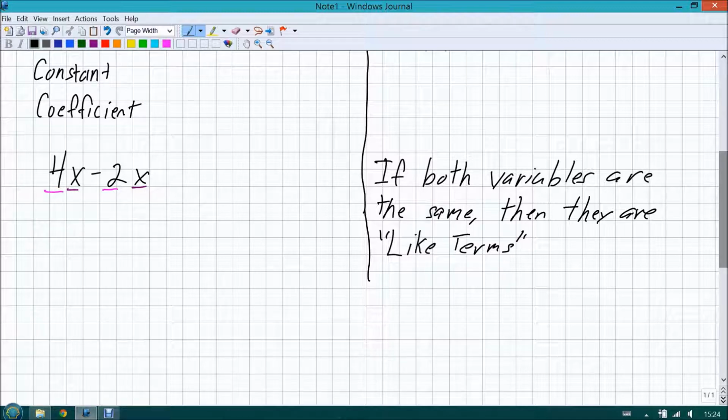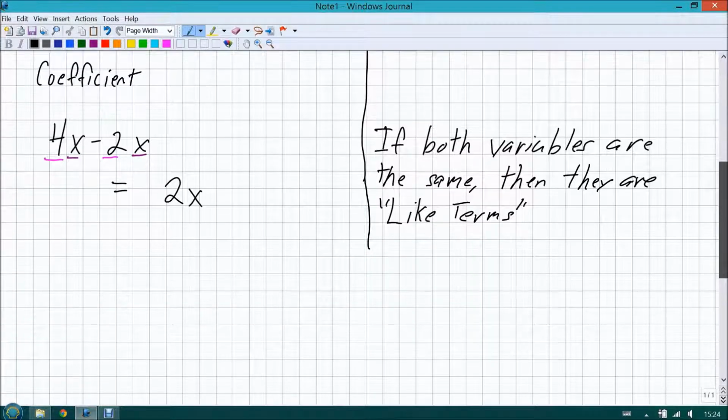So in essence, we kind of ignore that the x's are there, and we just look at the coefficients and say, okay, what is 4 minus 2? Well, 4 minus 2 is, of course, 2. And then the variable, the x, hangs around. It doesn't change at all. So when we're looking at addition, the variable doesn't change, but the coefficients can. So in this case, we had 4x minus 2x to give us 2x, just as 4 minus 2 gives us 2.